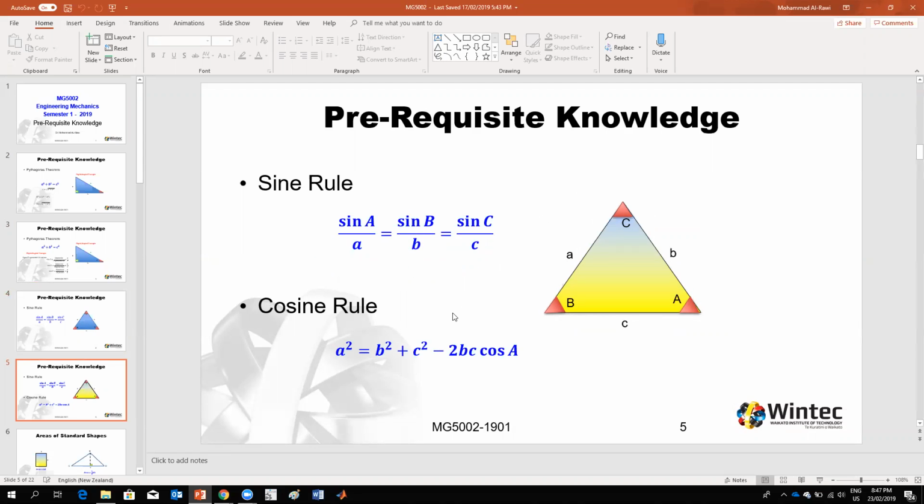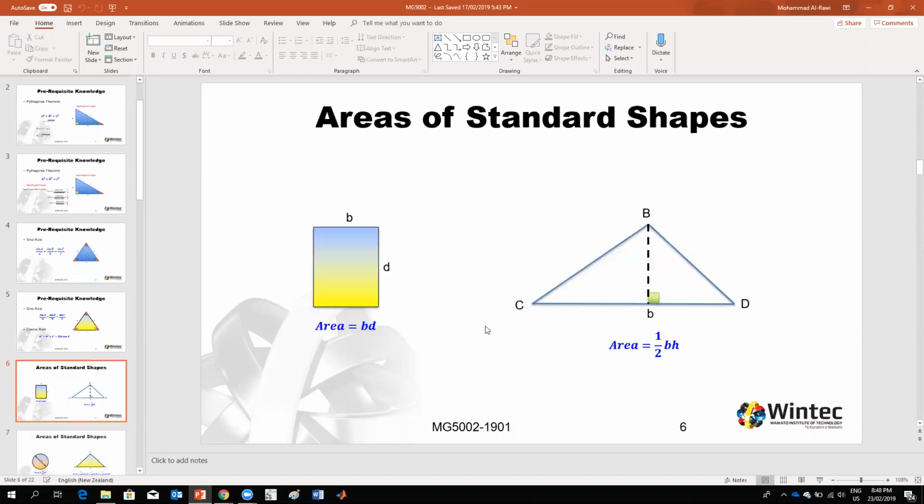Also, we learned cosine rule, which is if in case we want to determine the distance A, so we use the cosine rule. A square is equal B square plus C square minus 2BC cosine the angle opposite to the length A we're trying to determine, or the angle theta, or A, depends on what we're trying to find.